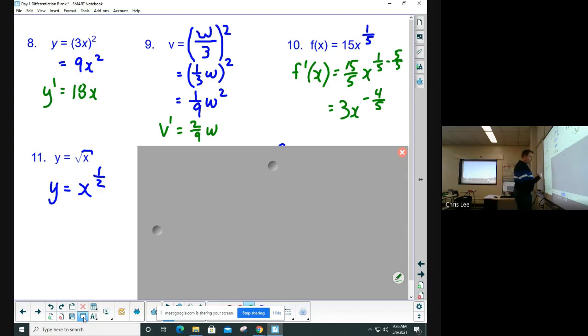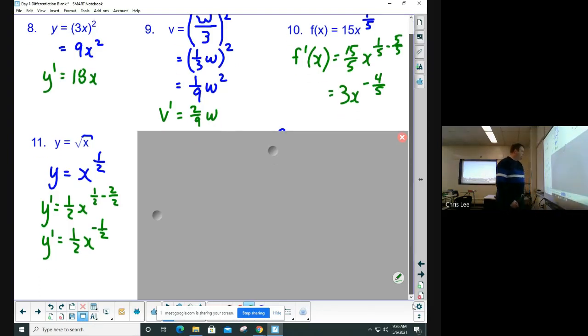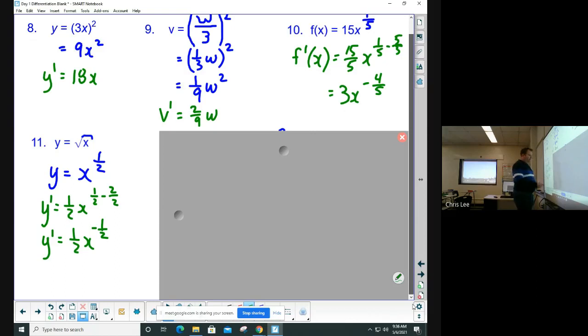Now I'm going to differentiate. Just like in the other ones, I'm going to bring the 1/2 down, 1/2 x, and now I'm going to subtract 1. So I'll do it once here. This is 1/2 subtract 1. Well, again, subtracting 1, I'm going to say is 2 over 2. I'm going to get a common denominator. And y prime then is 1/2 x to the negative 1/2. That is a little bit nastier than some of the other ones. So you can imagine why I decided to skip it.